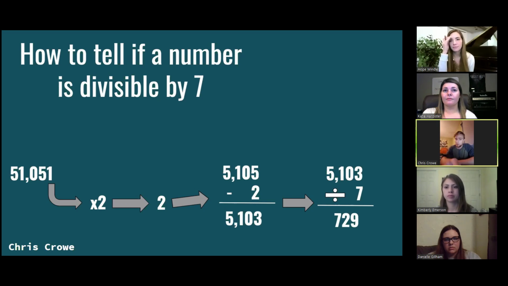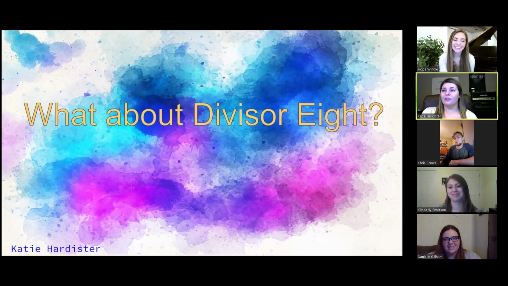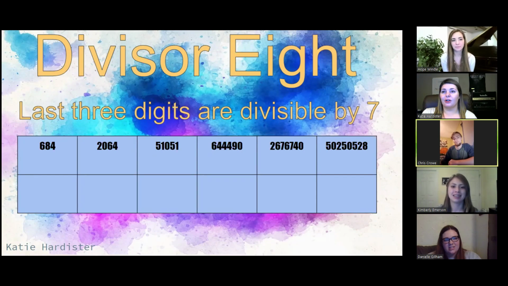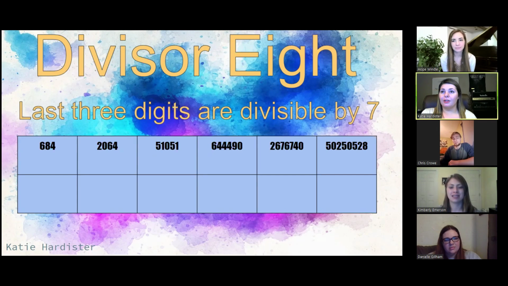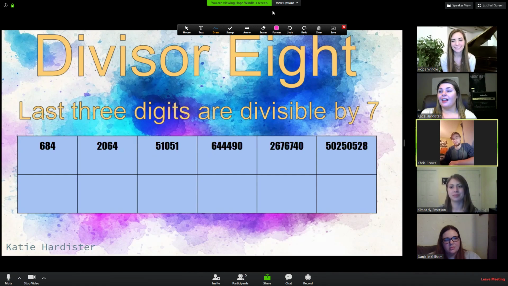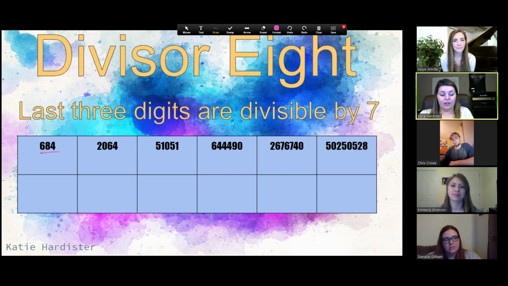But in number about 7, why don't we find out the divisibility rule for 8, which I find to be a much more interesting number. Sure. So 8 is not as tricky as 7. So we have to know if the last 3 digits are divisible by 7. So again, we're just going to be looking at, so this one is only 3 digits long. So is 684 divisible by 7? The answer would be no.